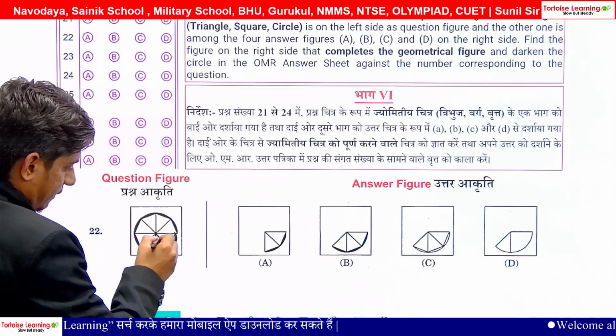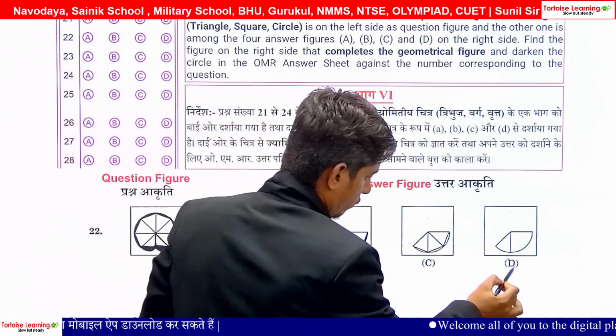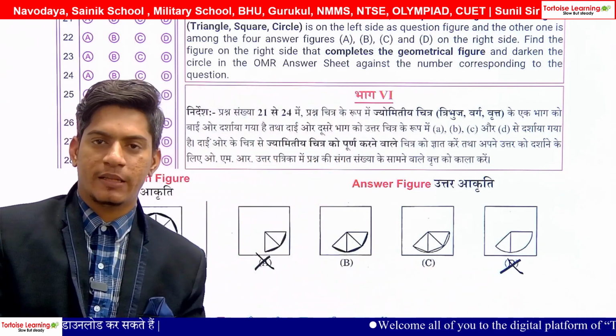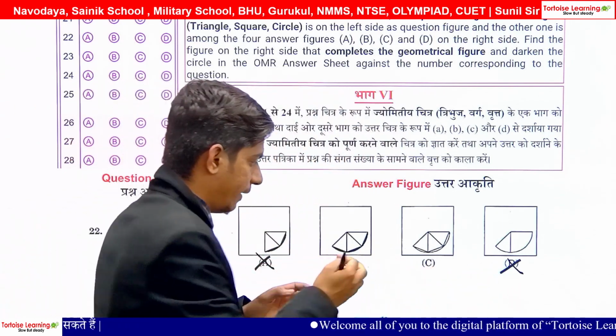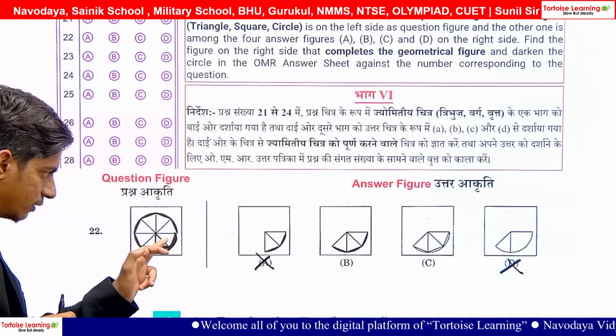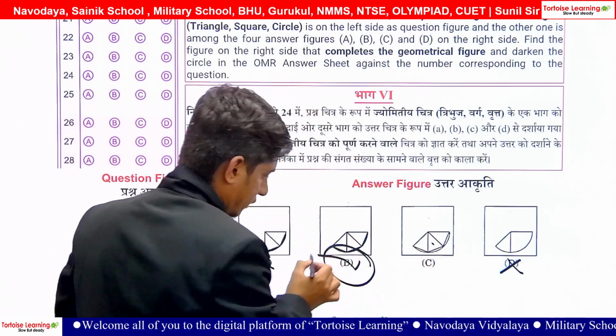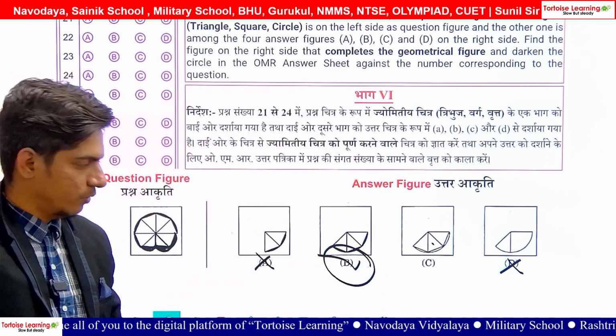I need 3. Here 2 wrong. Here also 2 wrong. Always eliminate the wrong answer. But these are a little confusing. But we need filled, not blank. These are blank. So this will be our correct answer. Okay, you got my point? Okay, next.